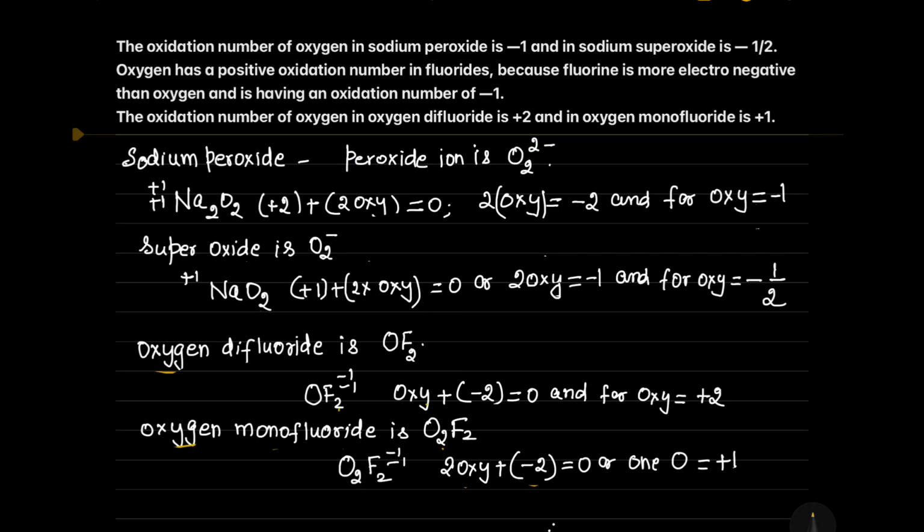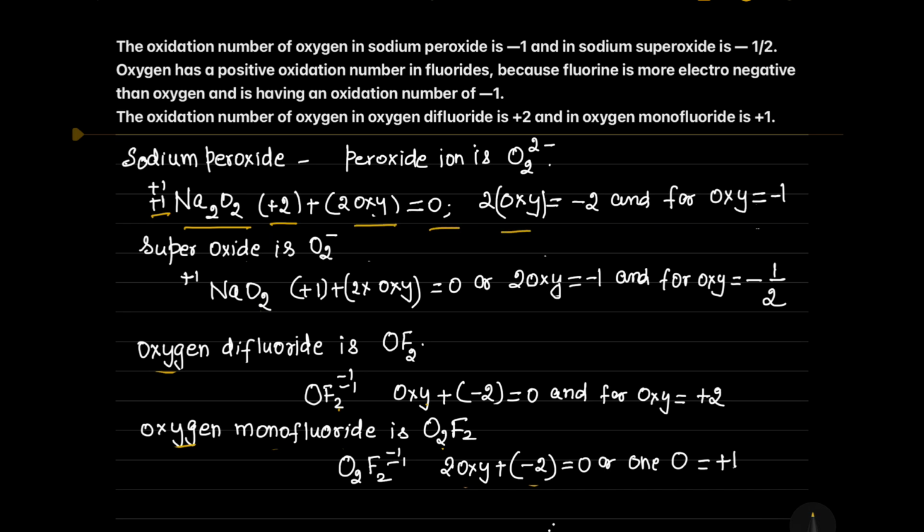Sodium peroxide compound is Na2O2. In Na2O2, the oxidation numbers due to 2 sodium atoms is +2 plus the oxidation numbers of 2 oxygens is equal to 0 since Na2O2 is a neutral compound. Therefore, the oxidation numbers of 2 oxygens is equal to -2, and for 1 oxygen it is -1.